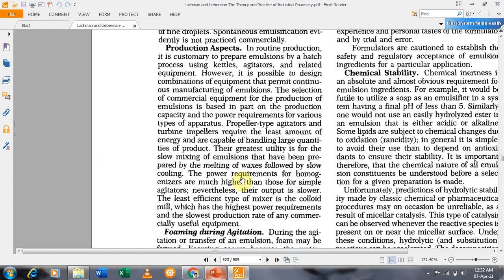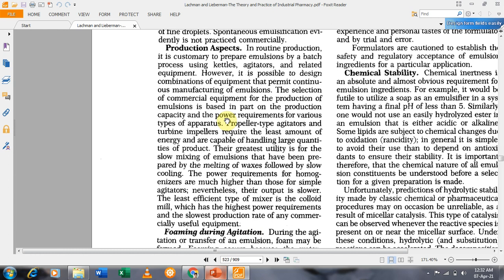The power requirement for homogenizers is much higher than for simple agitators. Nevertheless, their output is lower. The least efficient type of mixer is the colloidal mill, which has the highest power requirement and the slowest production rate of any commercially useful equipment.